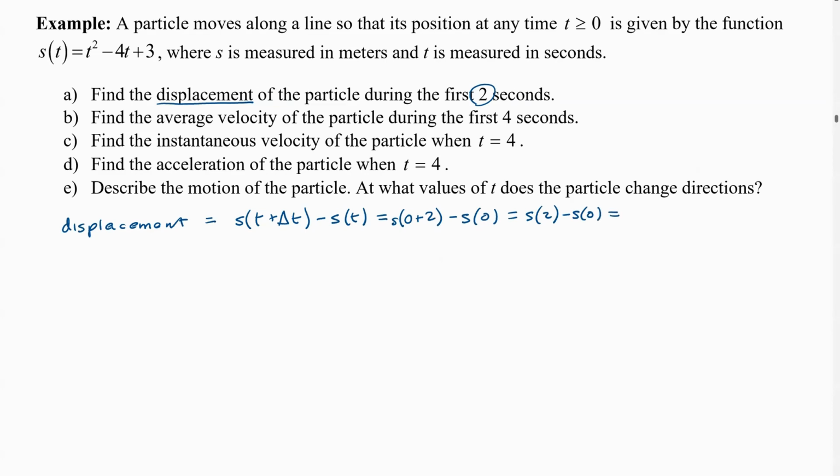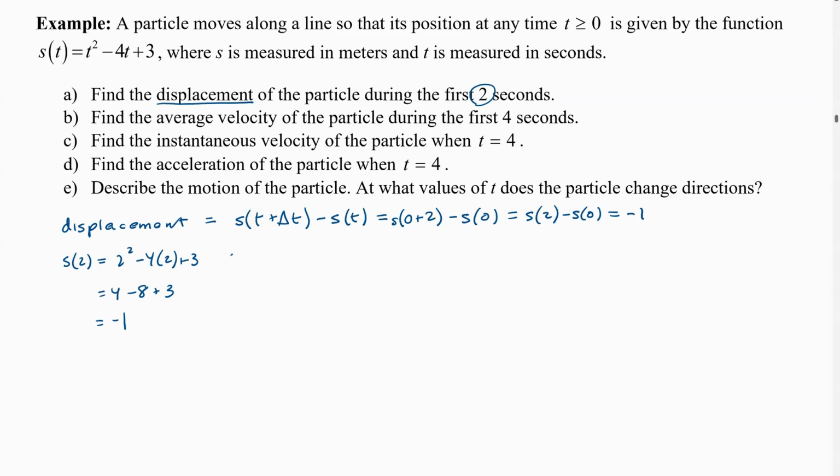I'm going to do a little side work here. Position at time 2 is 2 squared minus 4 times 2 plus 3. That's 4 minus 8 plus 3. That looks like a negative 1.